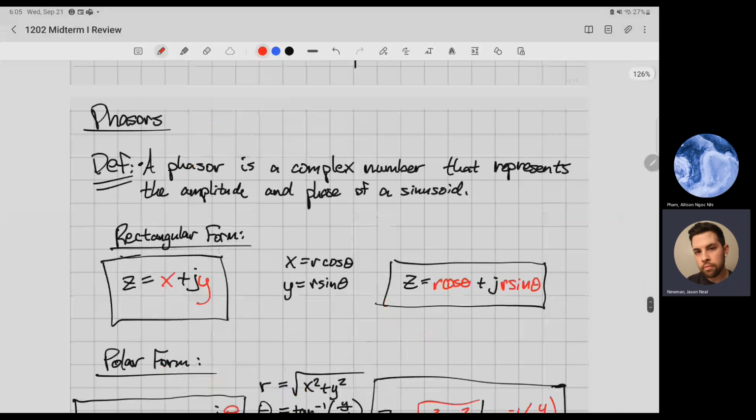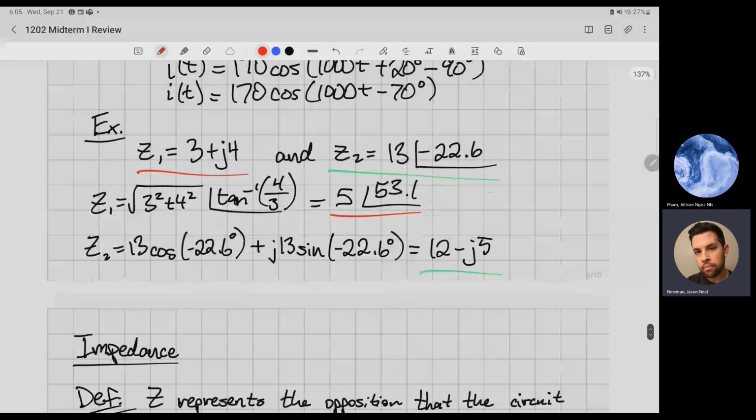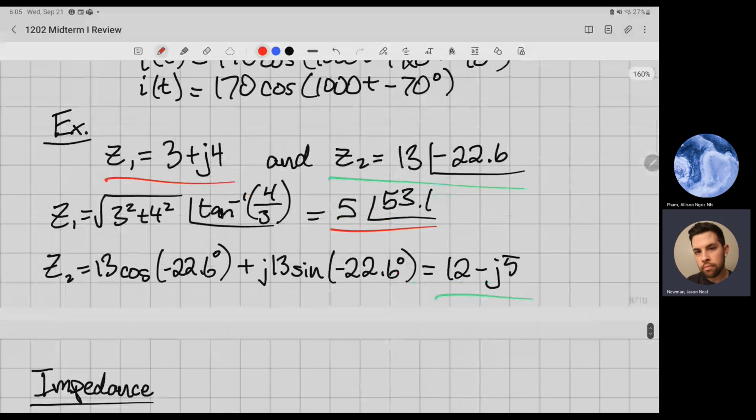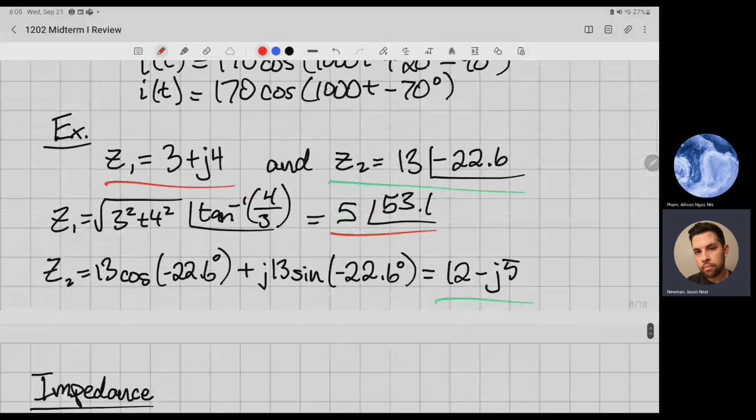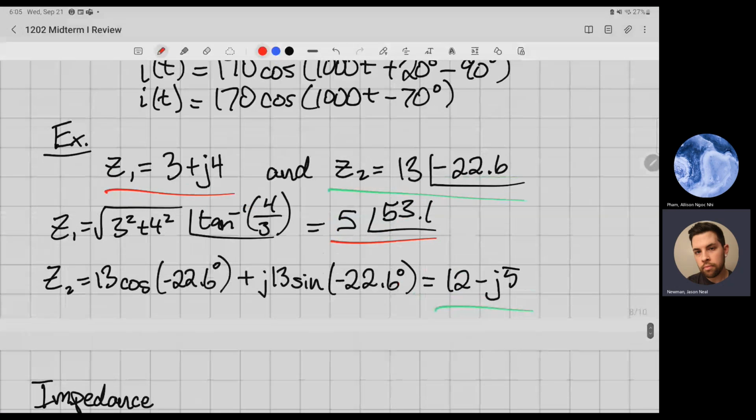So let's go back to this. If you have an example where you have a z function, z1 equals 3 plus j4, and then z2 is in polar form. So this one is in rectangular, and this one is in polar. So they're incompatible types, right?